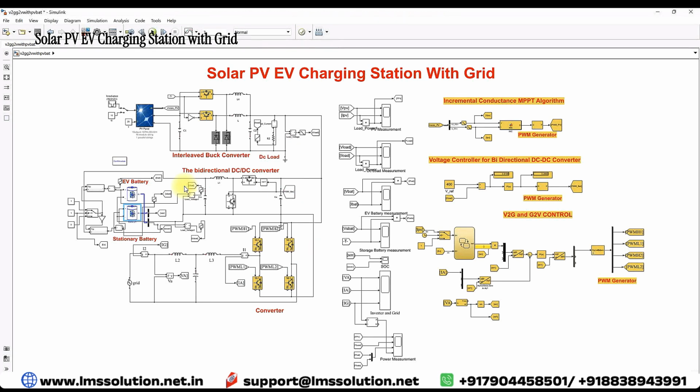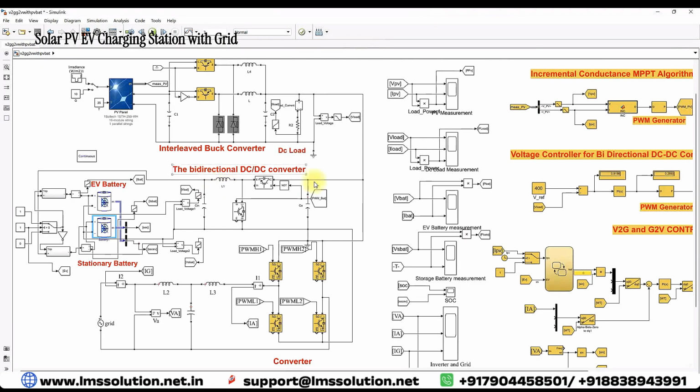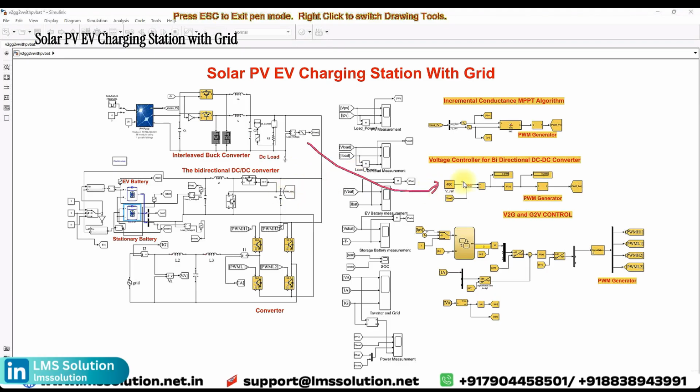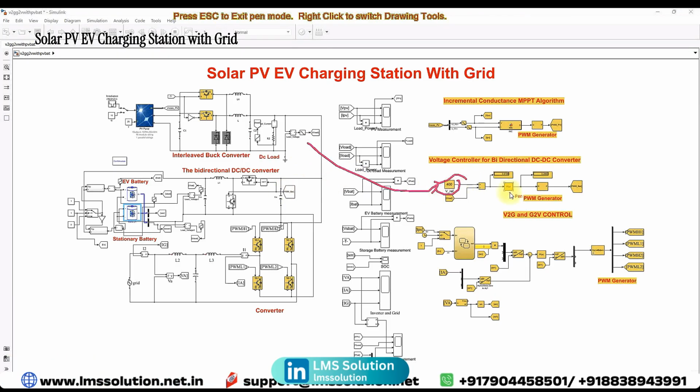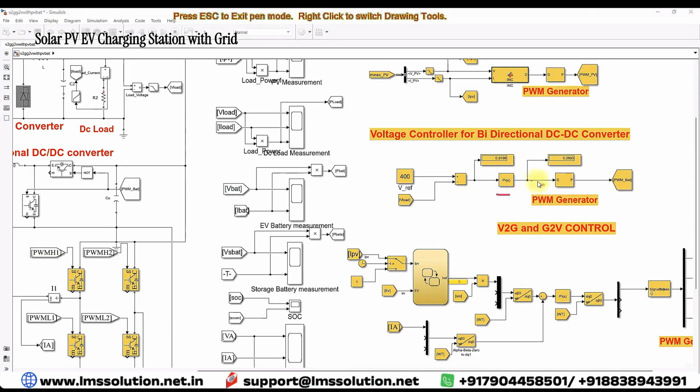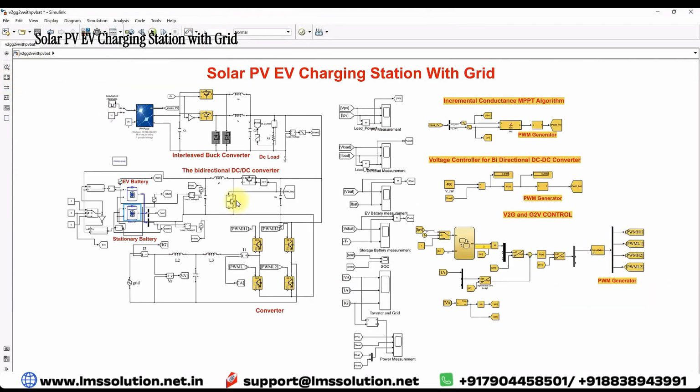Here you can see that this bidirectional converter is going to be controlled by means of the voltage control method. Here we are measuring the DC bus voltage and comparing it with 400 volts, and then it is going to be processed via a PI controller. Then it is processed via the PWM generator, and it will generate the PWM pulse. This is used to control this bidirectional converter. This will keep the DC bus voltage maintained at 400 volts. Next you have to test the system.